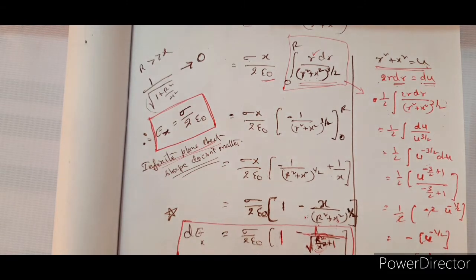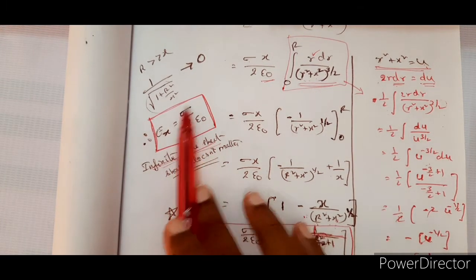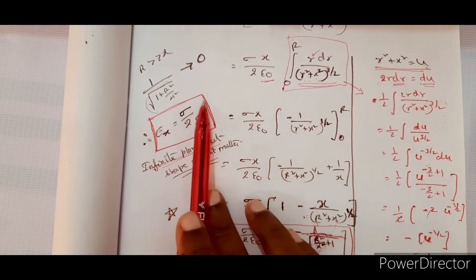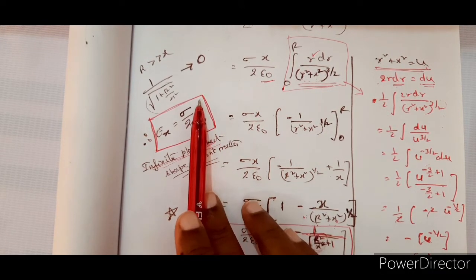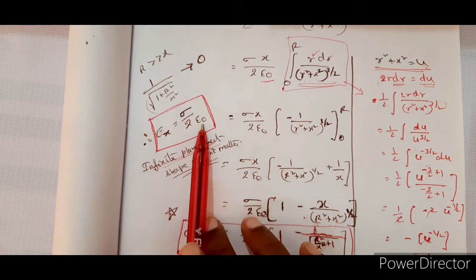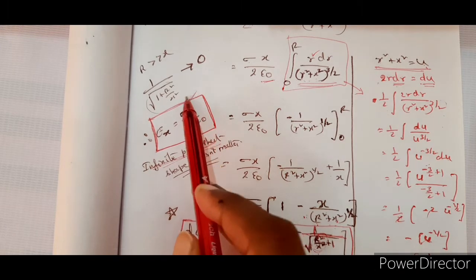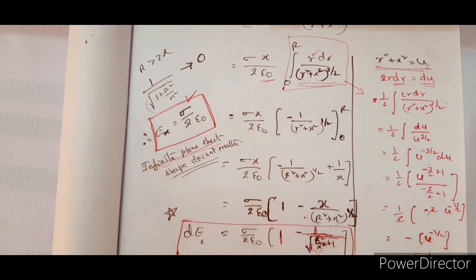When you talk about the infinite plane sheet, students, please remember this: we are extending the circular disk to an infinite plane sheet. When you observe this relationship, you have neither the distance of the point at which you are finding it, nor any specific shape. Is it not? Once the surface charge density of the sheet is given, that's it. It is done. You can find out E.